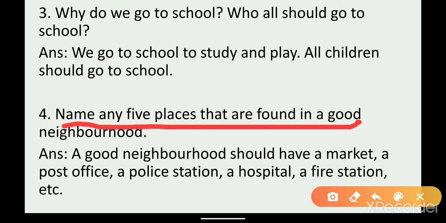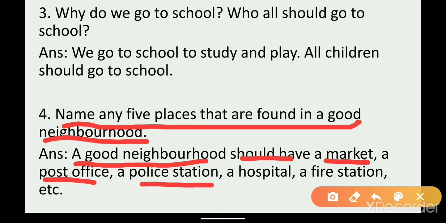Next, name any 5 places that are found in a good neighborhood. A good neighborhood should have a market, post office, police station, hospital, fire station, etc. So a good neighborhood should have a market.